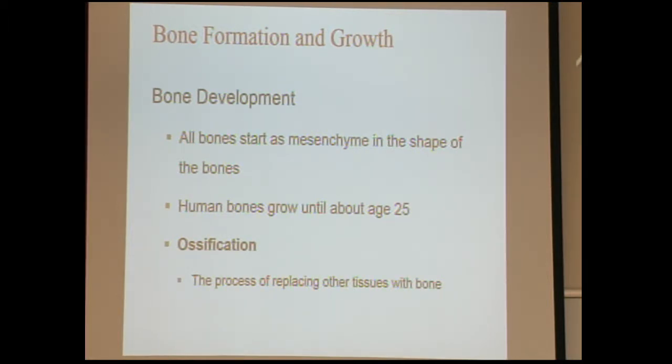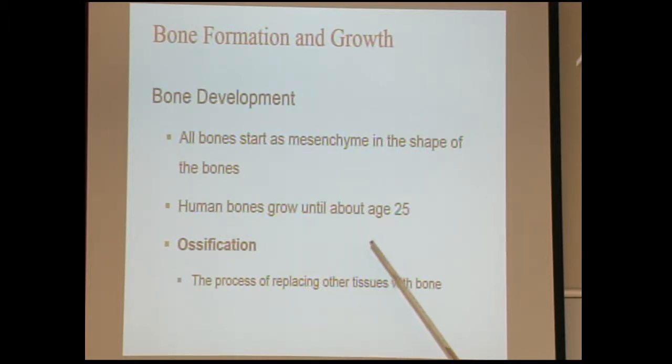All right, so pretty cool. Your bones, when you were first developing into a fetus, just started as mesenchyme, which you remember is embryonic connective tissue. So it's just sort of a pile of cells in the shape of a bone. It's not hard yet. It's not really cartilage yet. It's just some cells in that shape.